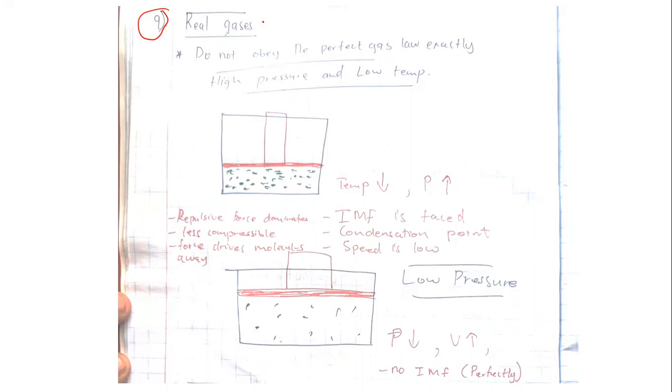So we say that the real gases do not obey the perfect gas law exactly. Meaning, if I have a real gas, and say, for example, I want to talk about those 4 parameters: volume, pressure, temperature, and amount. To calculate anything that has to do with a real gas, I'm not going to use this formula, PV equals nRT. I'm not going to use this formula.